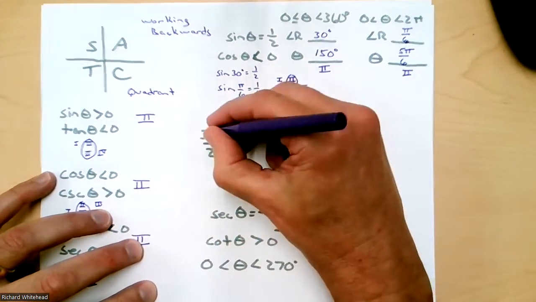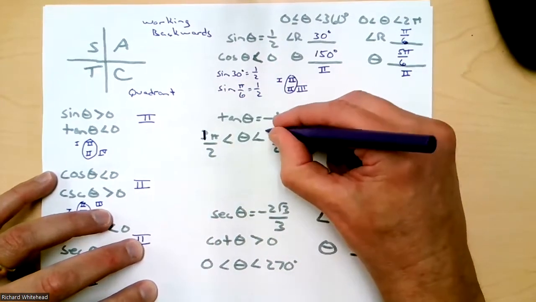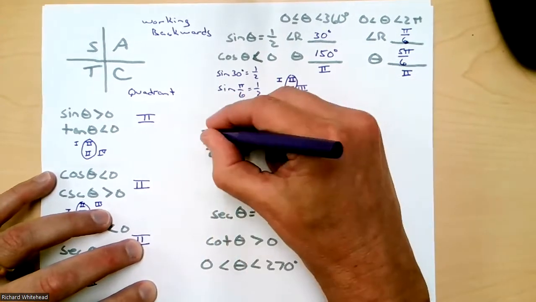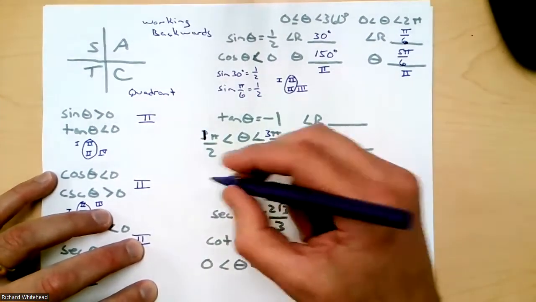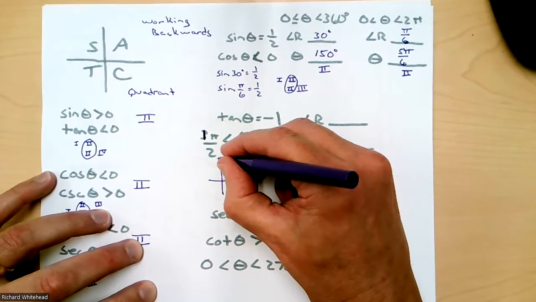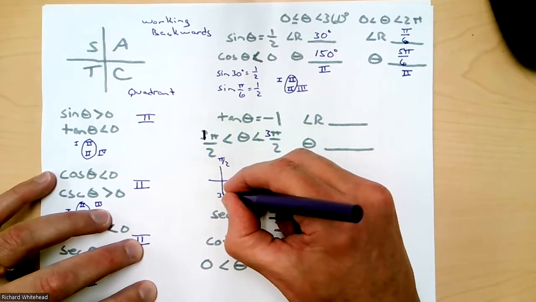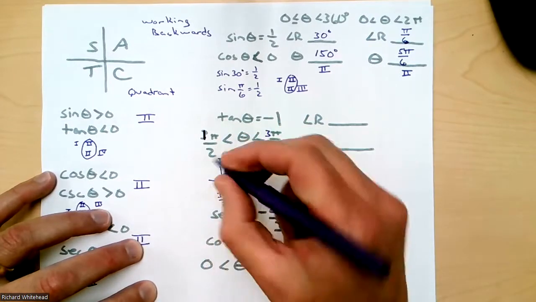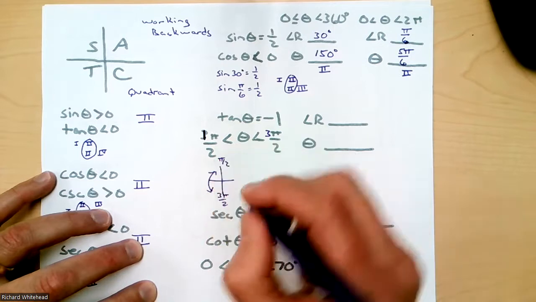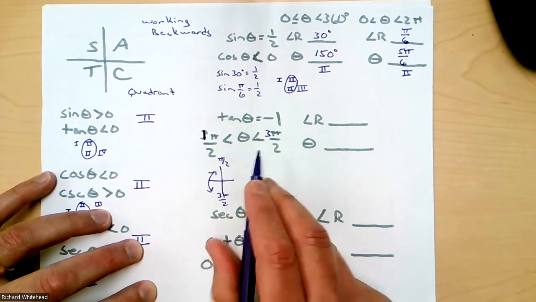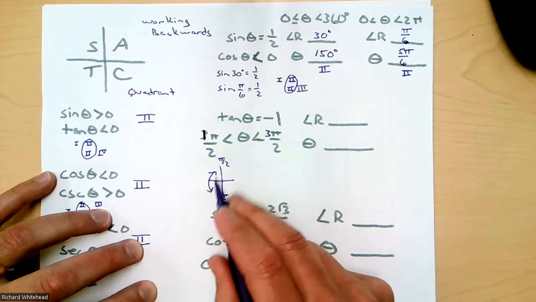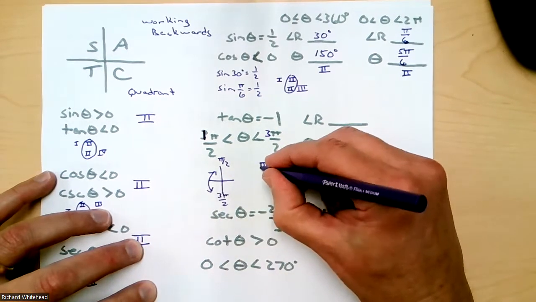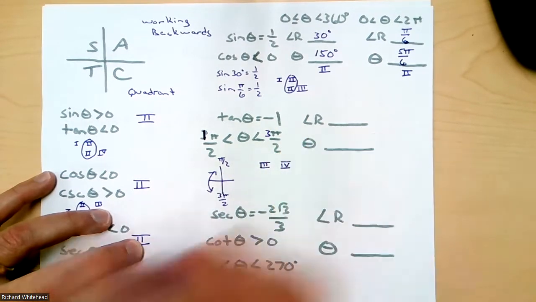I wrote this one backwards. That should be 1, and that should be 3. So let me see, if I'm between pi over 2 and 3 pi over 2, oh wait a second, pi over 2 to 3 pi over 2 is only the third and fourth quadrants. Agreed?